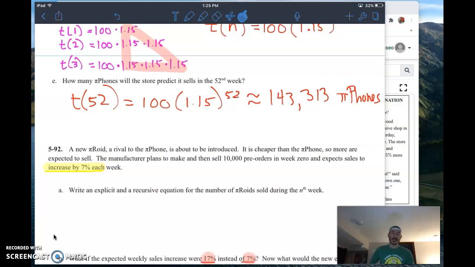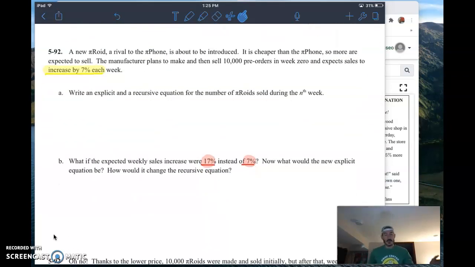As we continue, let's change our model a little bit. A new Pyroid arrival to the PiPhone is about to be introduced. It's cheaper than the PiPhone, so they're more expected to sell. The manufacturer plans to make and sell 10,000 pre-orders in week 0 and expects sales to increase by 7% each week. It says, write an explicit and a recursive equation for the number of Pyroids sold in the nth week.